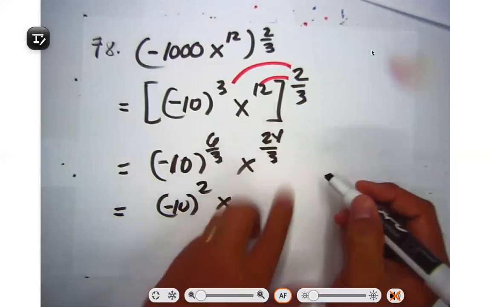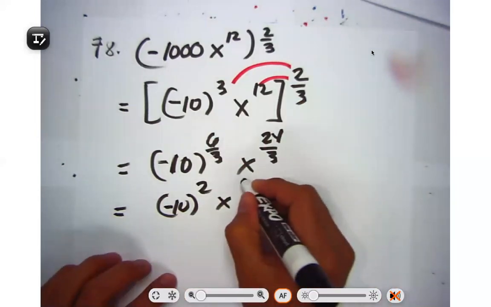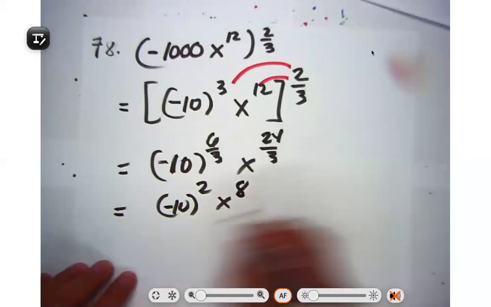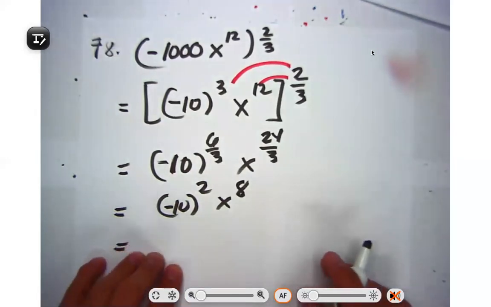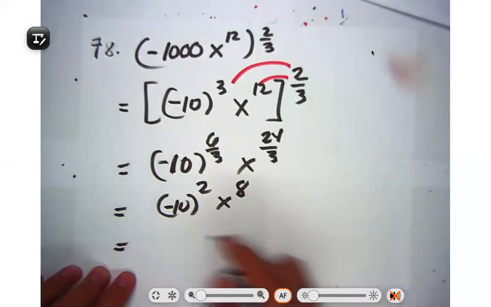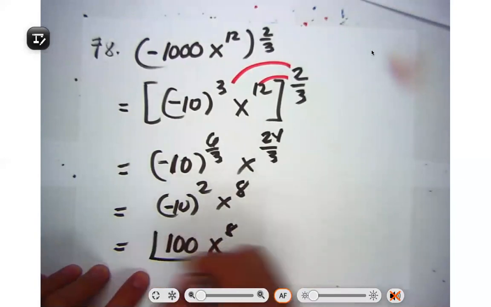Then 24 divided by 3 is 8. X raised to 8. And negative 10 squared, you have to evaluate that. Negative 10 squared is negative 10 times negative 10. And that is 100 x raised to 8.